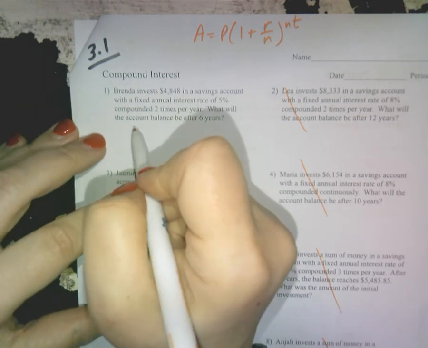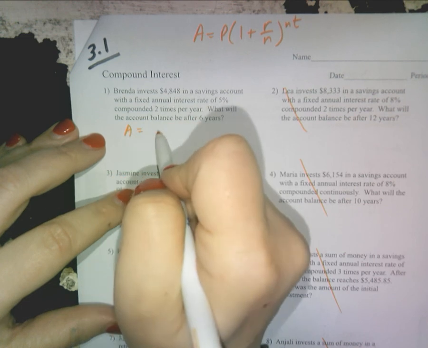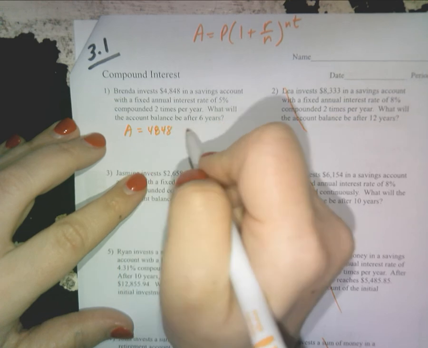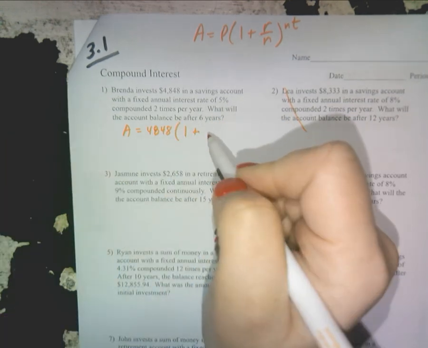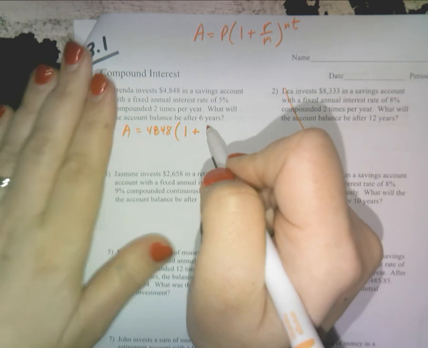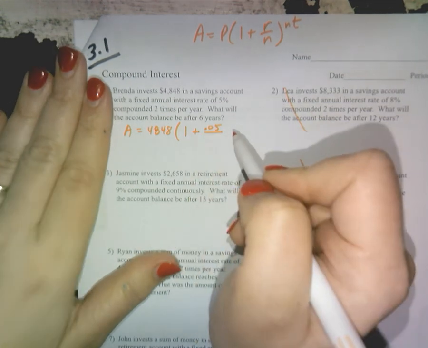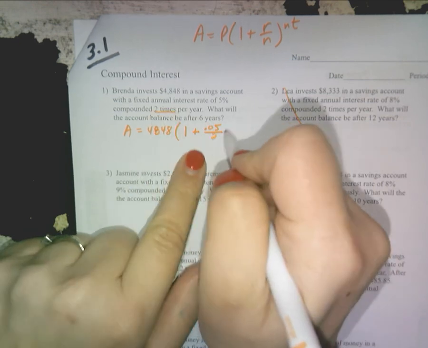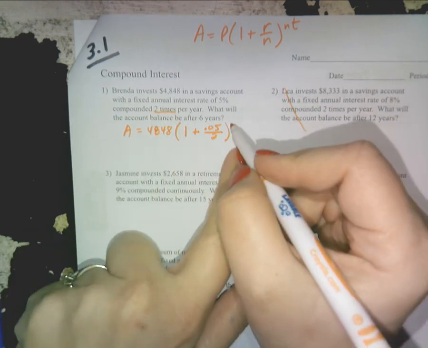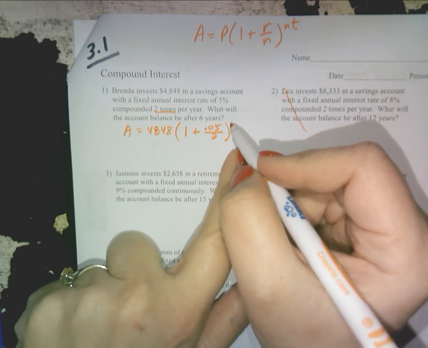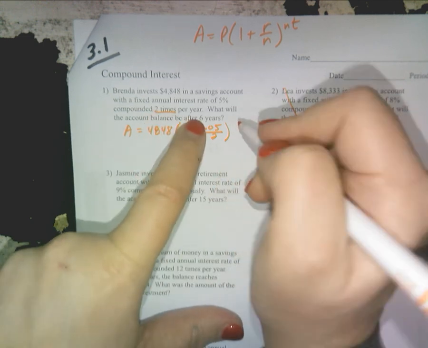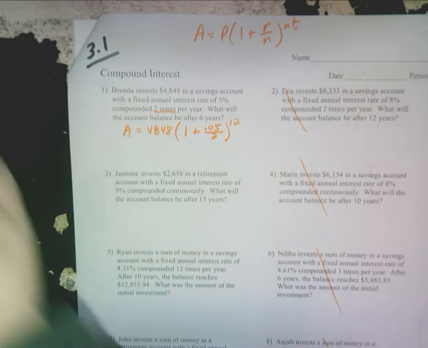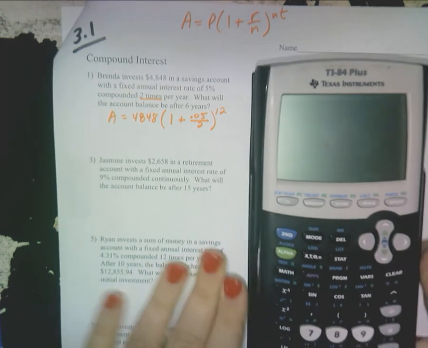So what is the P? What is she putting in? $4,848. Times 1 plus, what is my R? 0.05. You always move the decimal over twice. N, compounded times, what would be the compounded times? 2, to the power of N times T. So what do I do? 2 times 6, which is, do you all agree? 12.